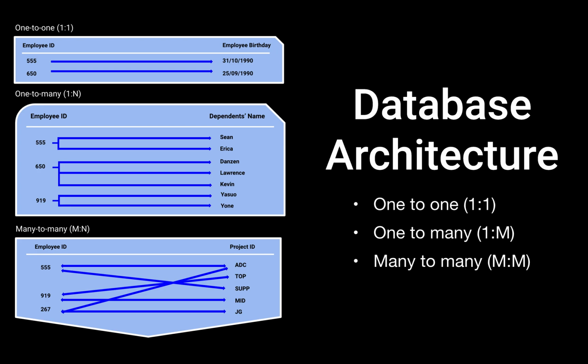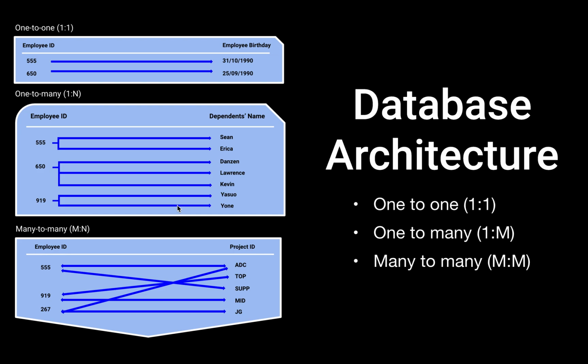The key advantage of relational databases is their ability to link two or more tables together. So yes, you can actually connect multiple tables in relational databases. The connection of tables is done through one of these three architectures: one to one, one to many, and many to many.